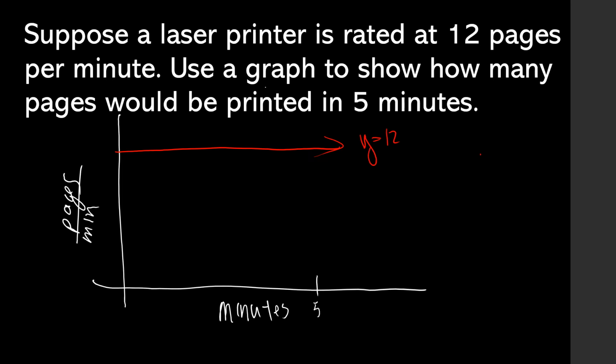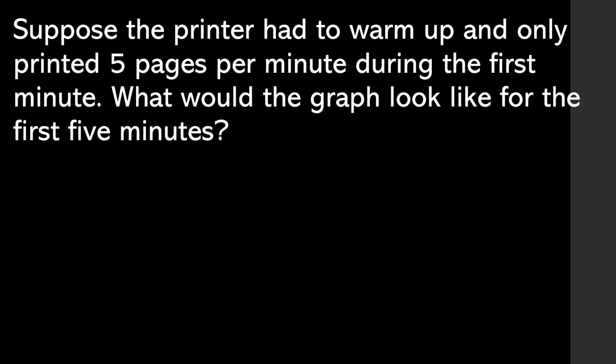So how could we get our 60 pages printed out of this graph? How about the definite integral from 0 to 5 of 12 dt? That would still be what? 12t evaluated from 0 to 5. So 12 times 5 minus 12 times 0 still gives us 60. But printers don't print like that.